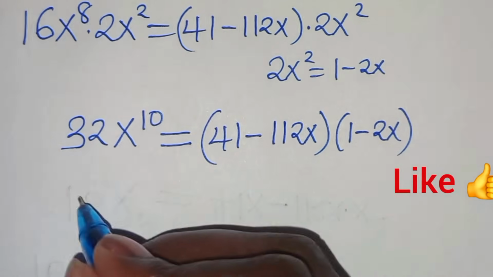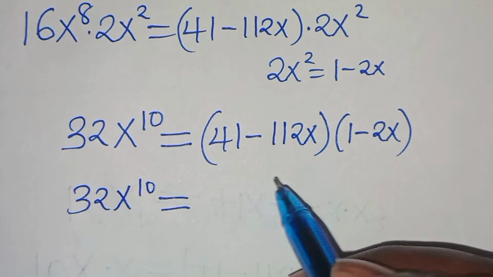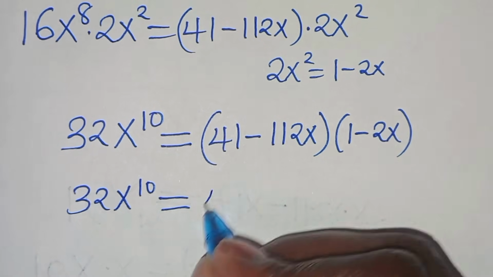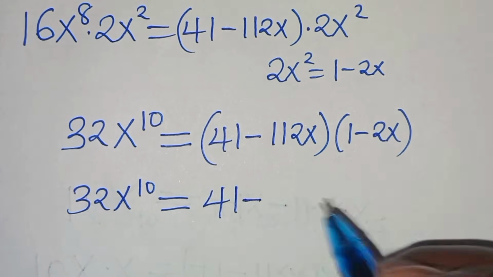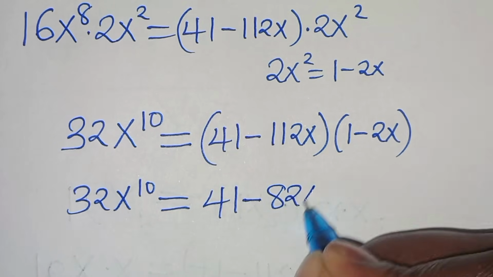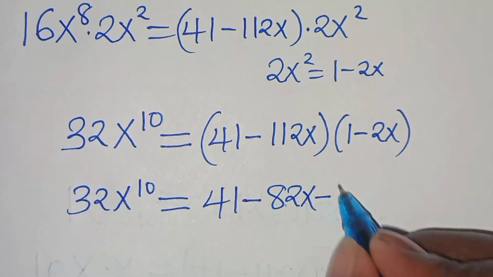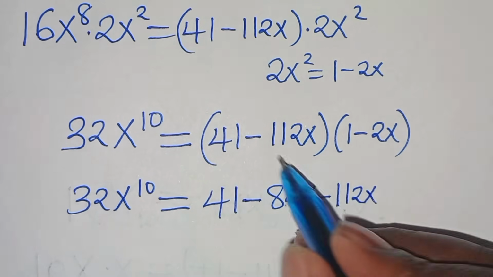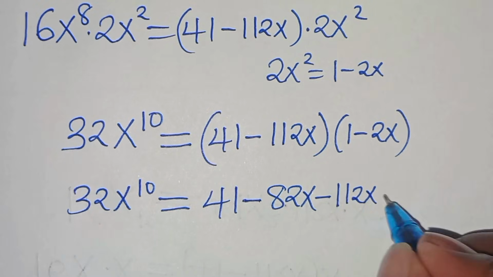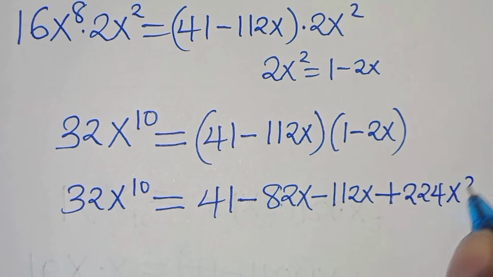So this is 2x to the power of 10. This is equal to, now we have 41 times 1 here. This is 41 minus 41 times minus 2x, this is 82x. Then subtract minus 112x times 1, this is minus 112x. Then minus 112x times minus 2x, this is plus 224x to the power of 2.